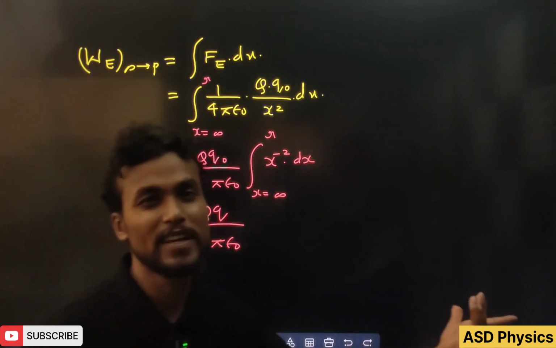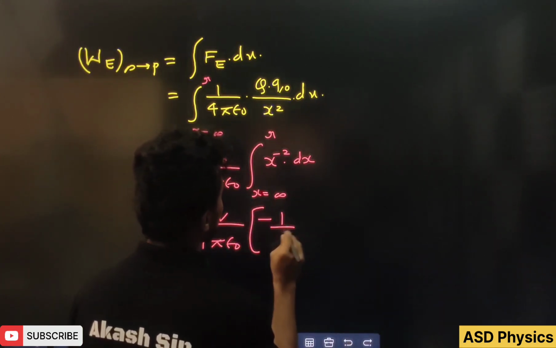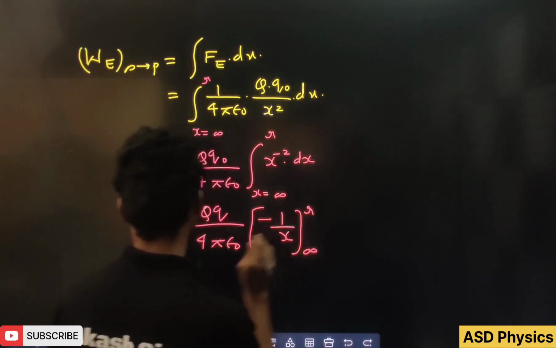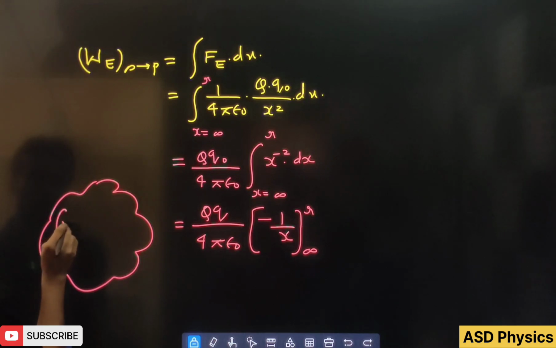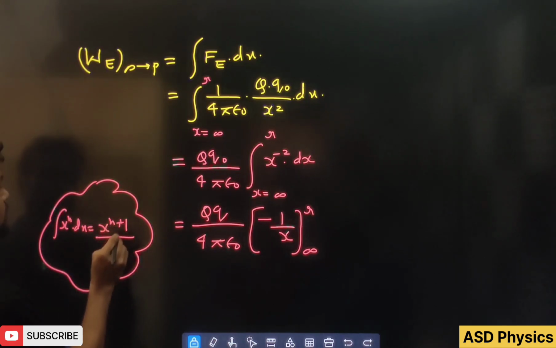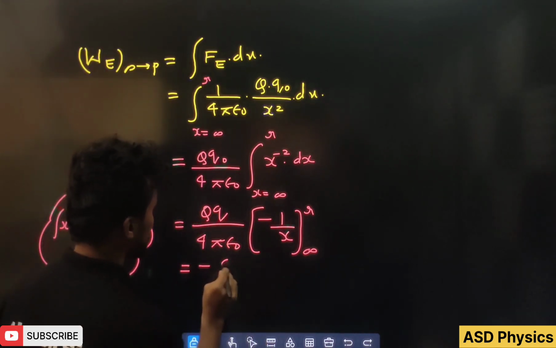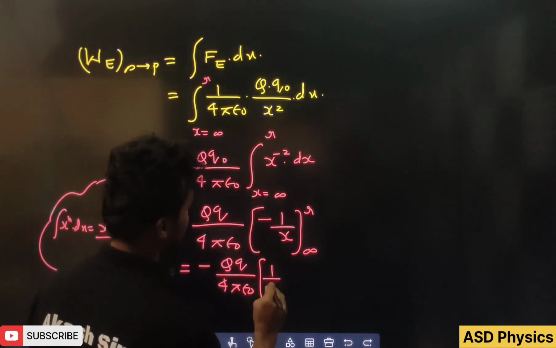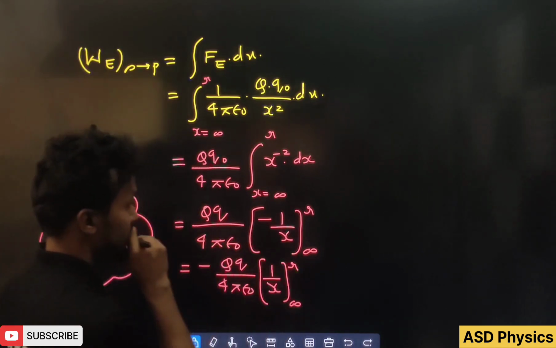Now we have to use the formula: integral of x to the power n dx is equal to x to the power n plus 1 by n plus 1. By using the formula, this will come to minus 1 by x, from infinity to r. I hope you know all these basics. So the minus will come outside, over 4 pi epsilon naught, and here 1 by x, with infinity and r as limits.